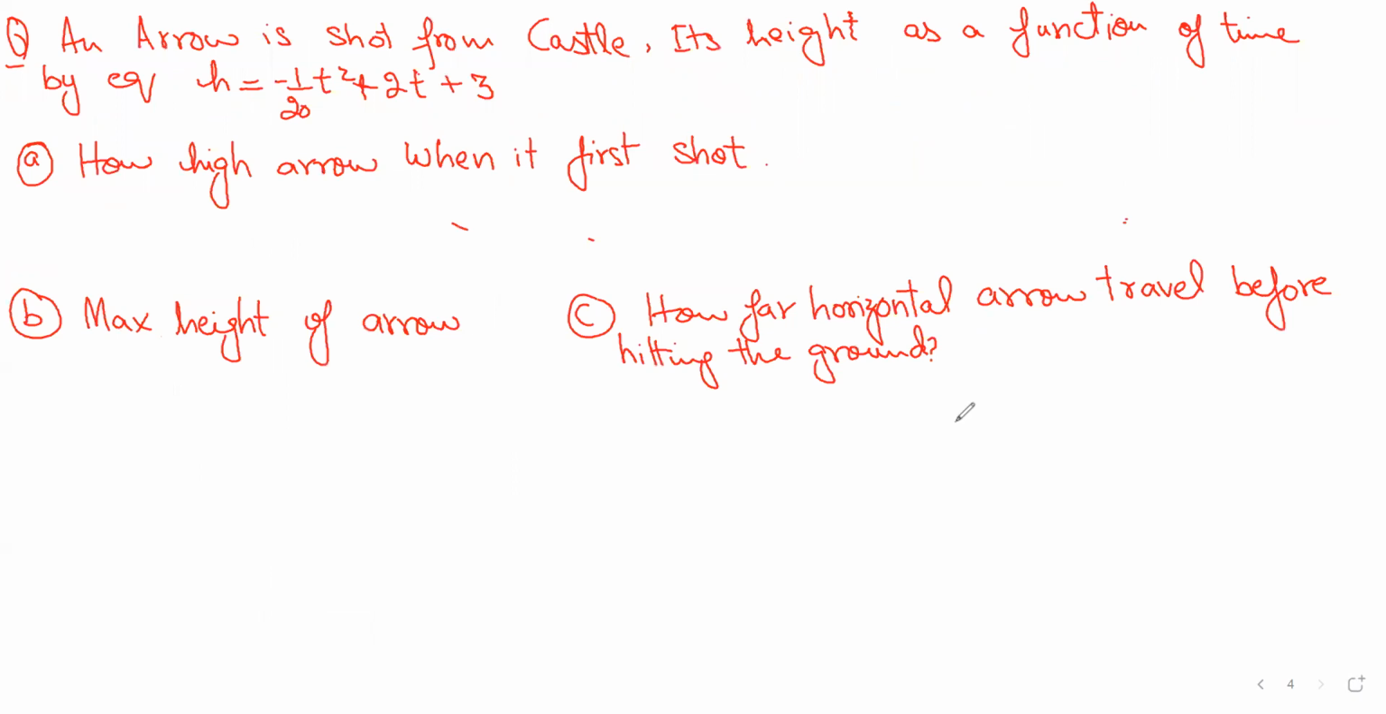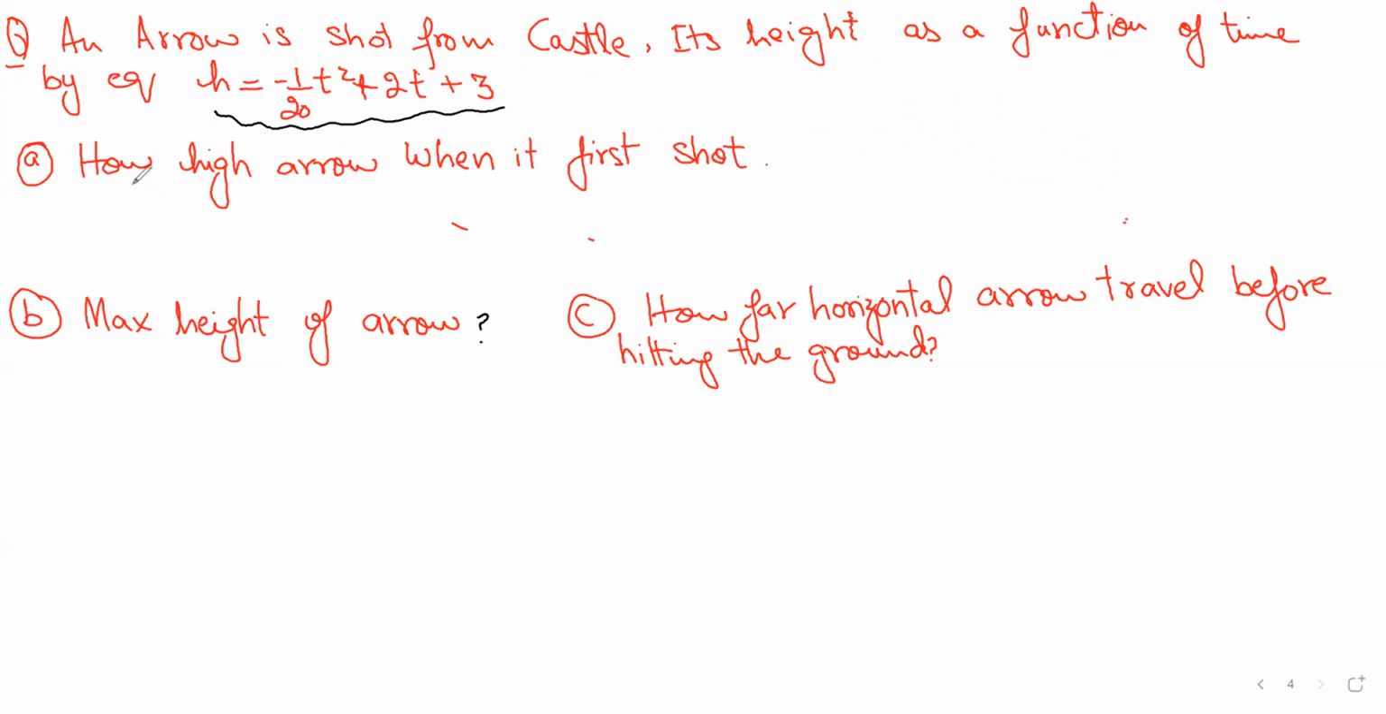The next question says that an arrow is shot in the castle. Its height as a function of time t has the equation h is equal to -1/2 t squared plus 2t plus 3. We have to find out how high the arrow is when it is first shot. Part B asks for the maximum height of the arrow. And part C asks how far horizontally the arrow travels before hitting the ground. So it's an easy and important question.